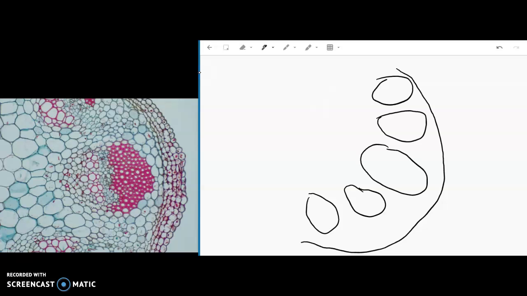One of those regions is out here between the epidermis and those vascular bundles. That region is the cortex. And then the region inside the vascular bundles is the pith. And just like we've seen in other cases, the pith and the cortex are composed of ground tissue, and the cell type within this tissue are the parenchyma cells.